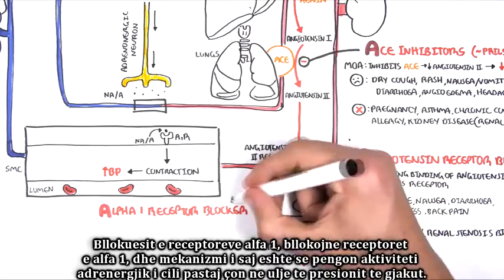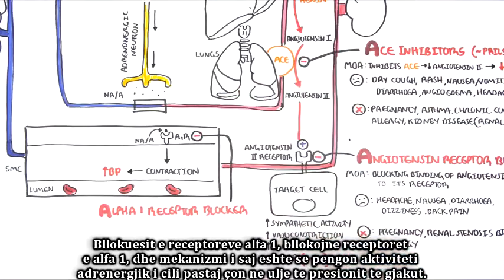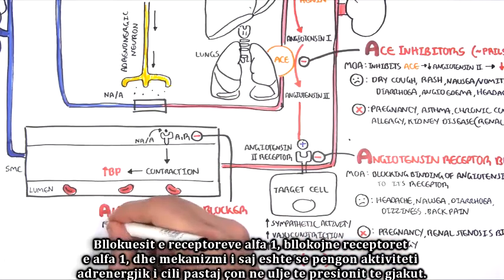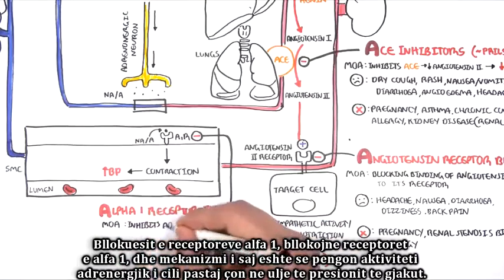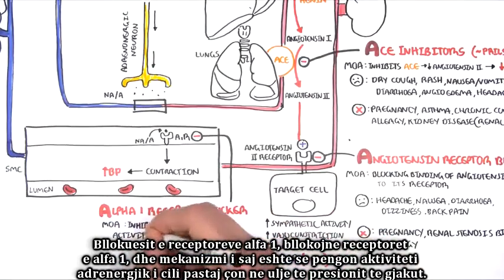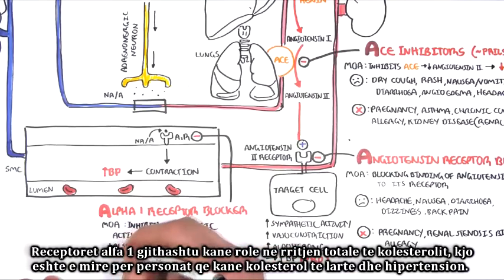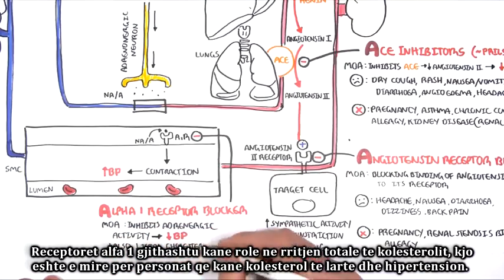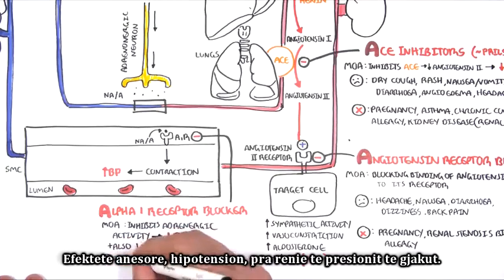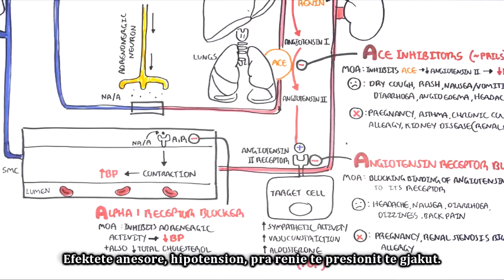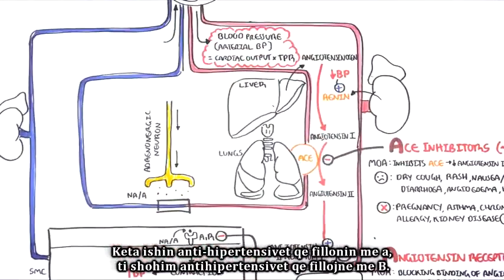Alpha-1 receptor blockers block alpha-1 receptors, and thus the mechanism of action is that they inhibit adrenergic activity, leading to a decrease in blood pressure. Alpha-1 receptor blockers also have a role in decreasing total cholesterol in the body. Thus, it's a good option for people who have both high blood pressure and cholesterol problems. Side effects include hypotension, so a drastic decrease in blood pressure. So those were the antihypertensives that begin with A.